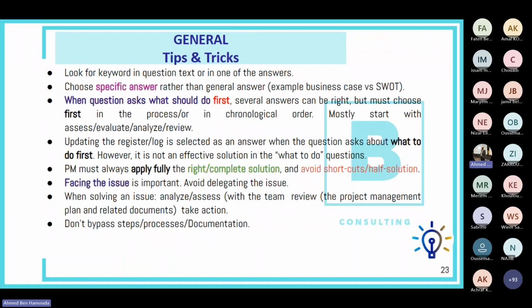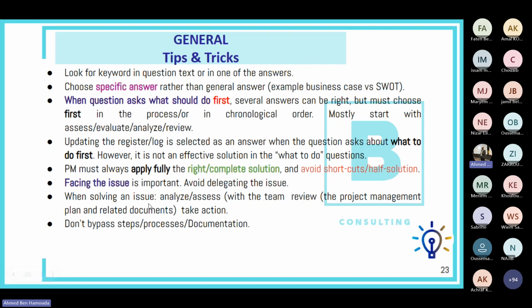You go for the issue, you understand the issue, you analyze it, you find the root cause of the issue. You prepare a solution with your team and you implement the solution. That's what PMI expects from you. That's the right mindset to have in any project's issue. So please remember this, and avoid any answers that include delegating the issue, for example, or not going for the solution.